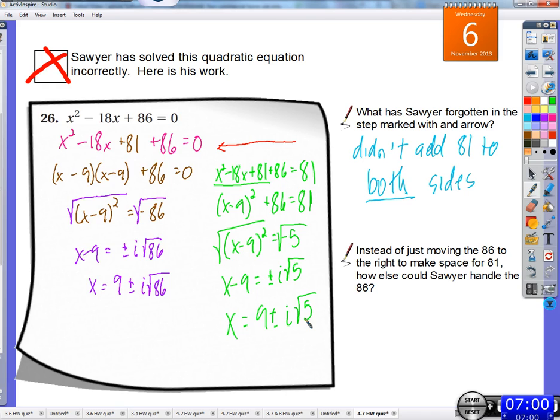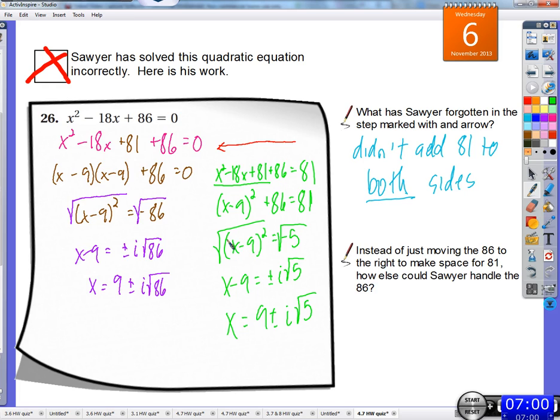Okay, here's a question. What we saw Sawyer do is just scooch 86 over and make room for the 81. That's not the only way you can do it. How else could Sawyer handle the 86? Yeah? He can take 5 away and put it on the other side. So subtract 5 from both sides? Yeah, if you start here, knowing that this should be 81 instead of 86, subtract 5 from 86, you get 81. Just subtract 5 from the other side, and you'll get negative 5 on this side and the perfect square on this side.